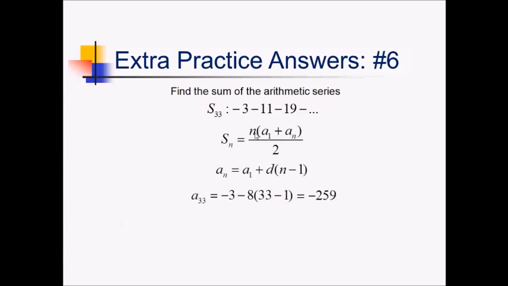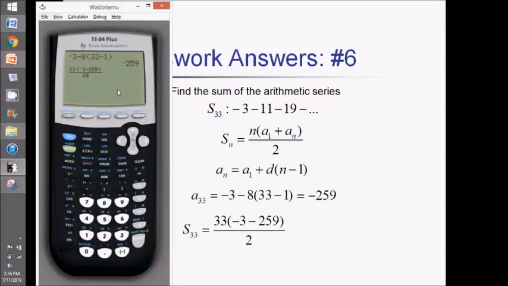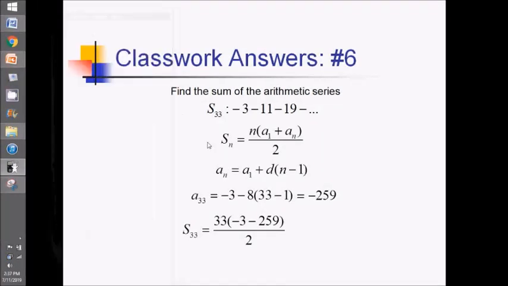So I've got 33 for n times negative 3 plus negative 259, all over 2. And I definitely need the calculator for this. Plugging all that in, we end up with negative 4,323.